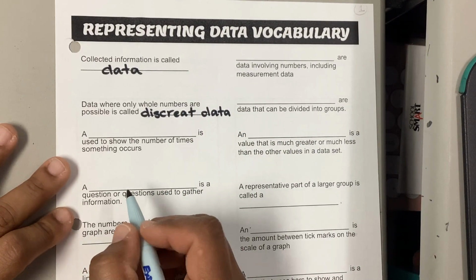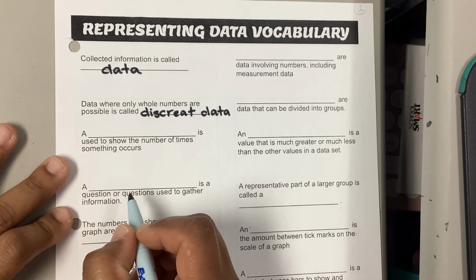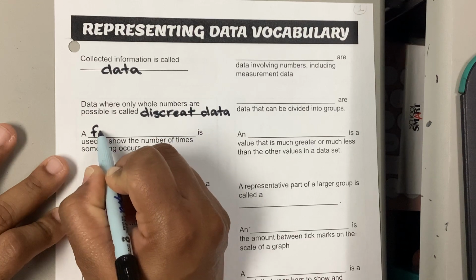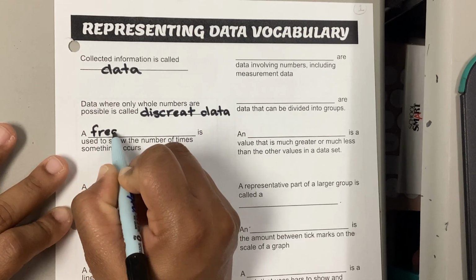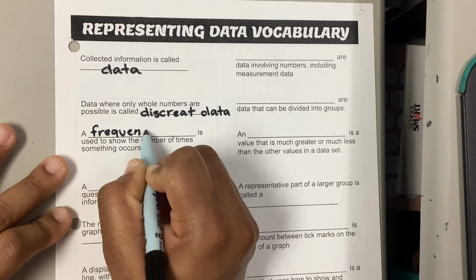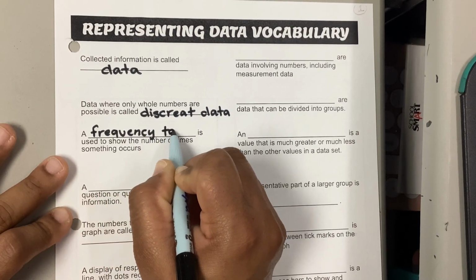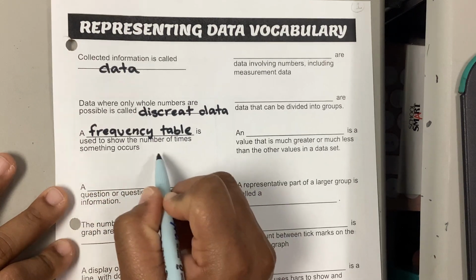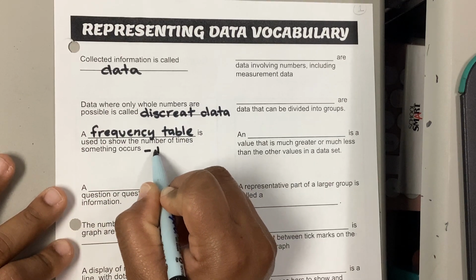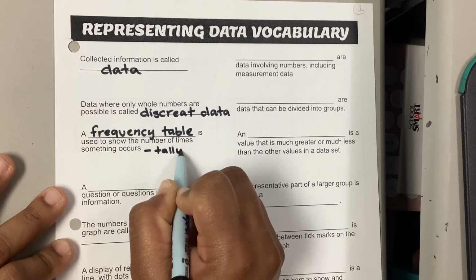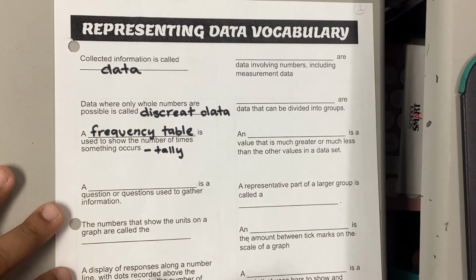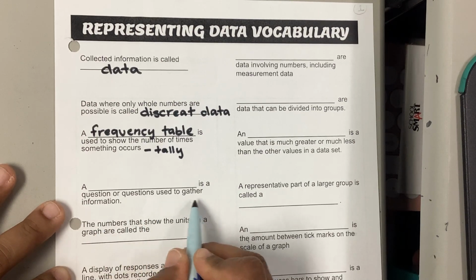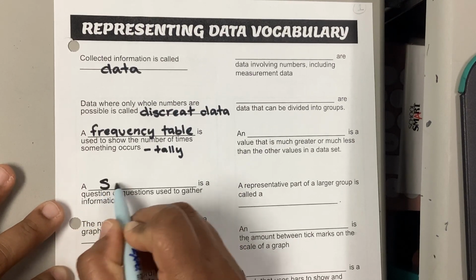A frequency table is used to show the number of times something occurs. Generally, you'll be doing tally marks on this, so you'll be making tallies to show how many times something occurs. A survey is a question or questions used to gather information.